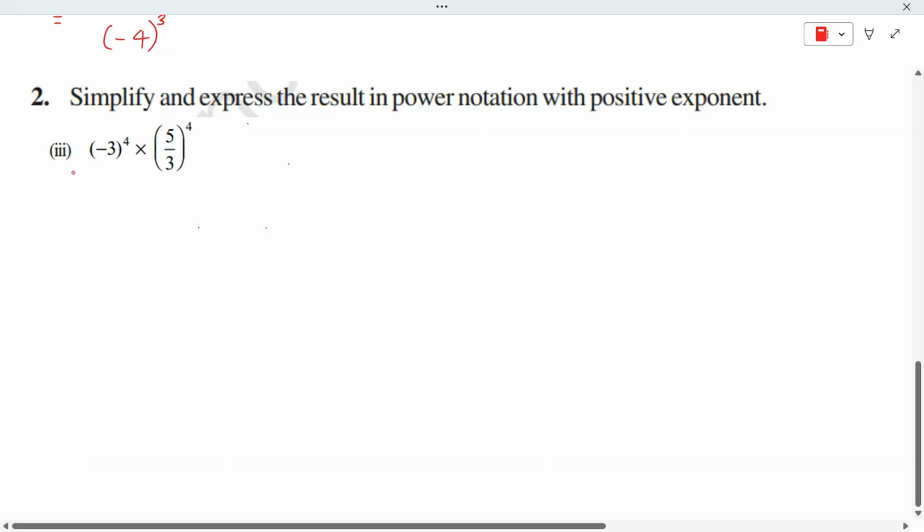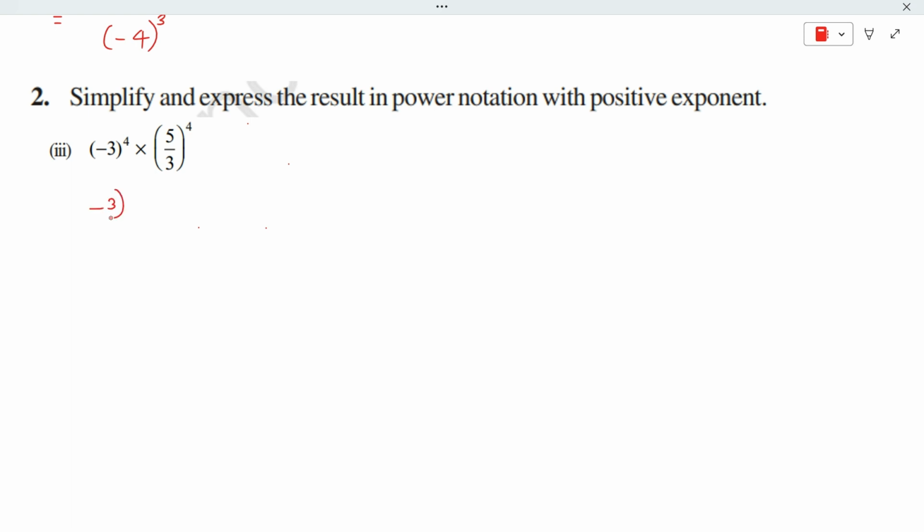So next we are moving to the third subdivision of question number 2. Minus 3 the whole power 4 into 5 by 3 the whole power 4. Minus 3 the whole power 4, you write as it is. 5 by 3 the whole power 4 can be split as 5 power 4 by 3 power 4. So which law of exponents am I using? (a by b) the whole power m is equal to a power m by b power m. So we are going to simplify this.